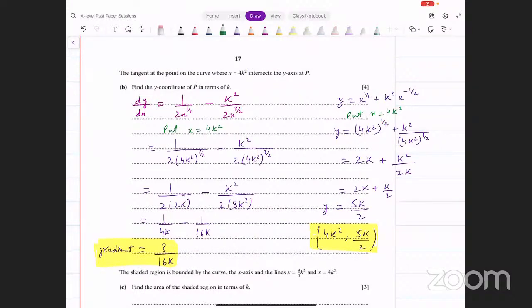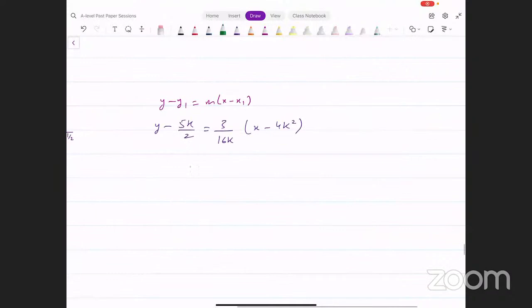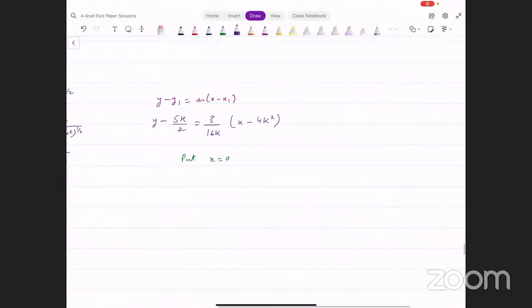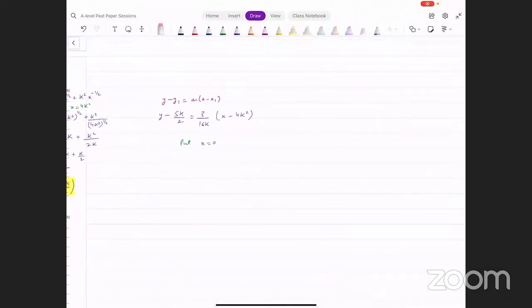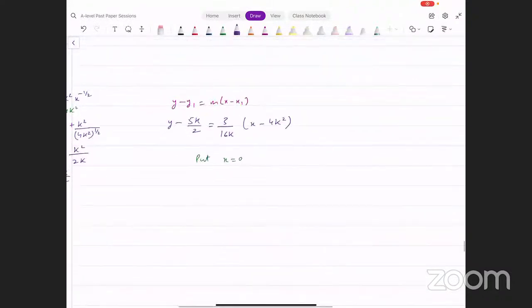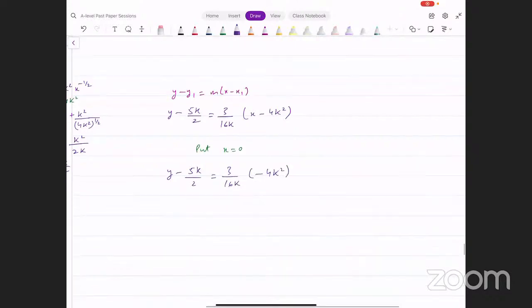है आपने। y इंटरसेप्ट फाइंड कैसे करते हैं, इसके अंदर आप इनपुट कर देंगे x की वैल्यू 0, put x = 0, ठीक है। x 0 इनपुट किया तो क्या हो गया, y minus 5k/2 equals 3/16 k into -4k². Evaluate this and see what you get.